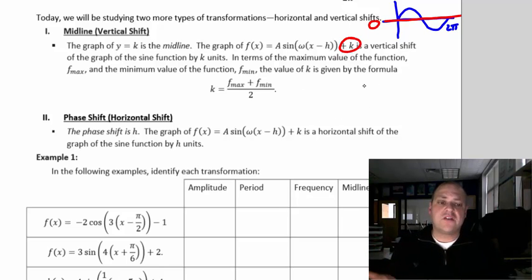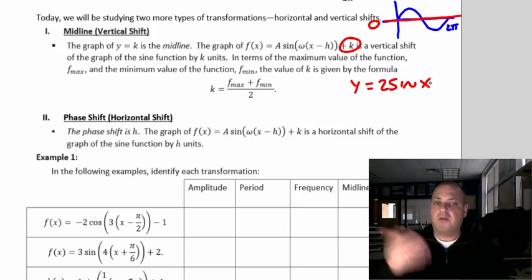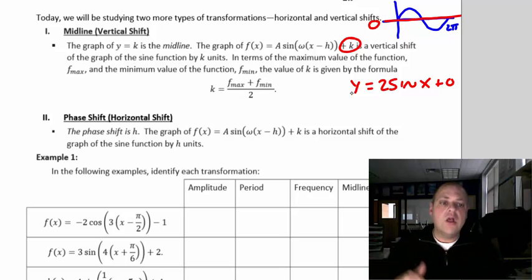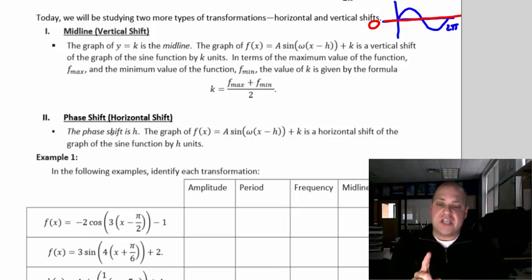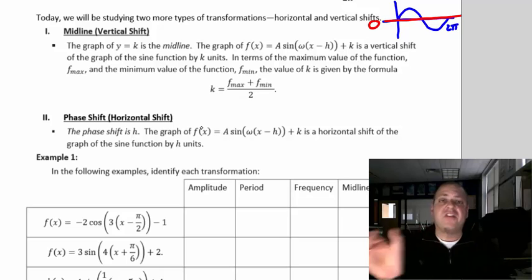So if there's no vertical shift, it's like having a plus 0. That's like the k being a 0. So when you see just, for example, y equals 2 sine x, like we did the other day, it's really plus 0. So there is no shift. The midline shift is 0. Well, now we're going to change that k value. The phase shift is the horizontal shift. That's what moves the graph left and right, and that comes after the x. That's that h value right there.